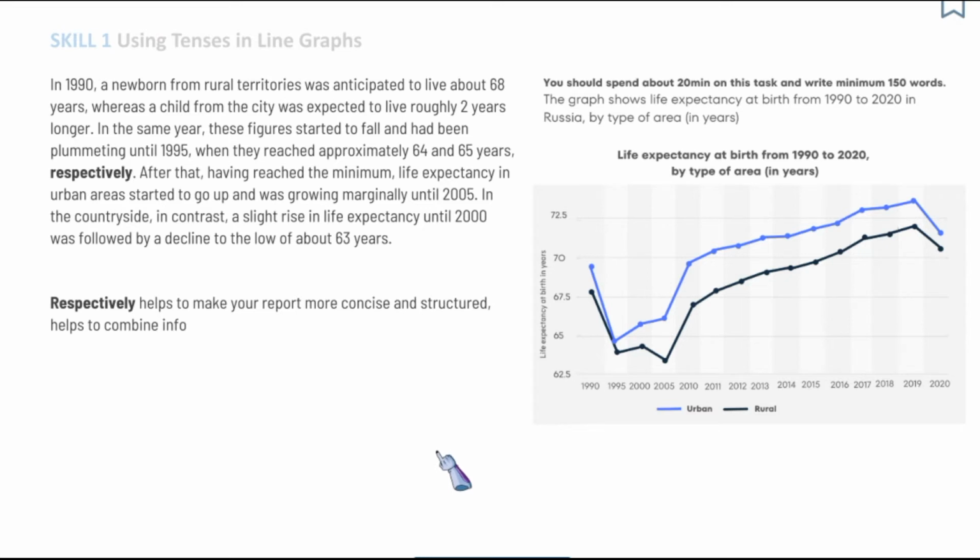Respectively. This is a really nice and handy word. It can be used in line graphs and in other types of visuals, and it helps to make your report more concise, more logical and structured, and it also helps you to combine information or to group information.